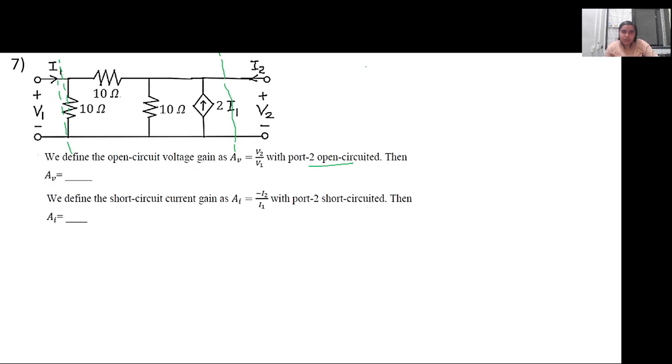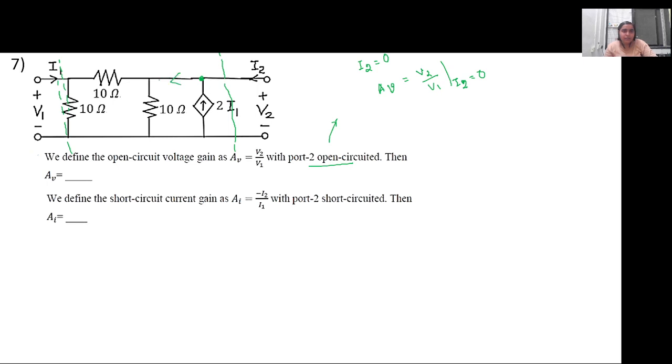I2 equal to 0. So this indicates that I2 equal to 0. So we have to find the conditions like voltage gain, which is denoted by AV, that is V2 by V1, with the condition I2 will be equal to 0. So when I2 is equal to 0, only current that is flowing in here will be this 2I1 that is flowing.